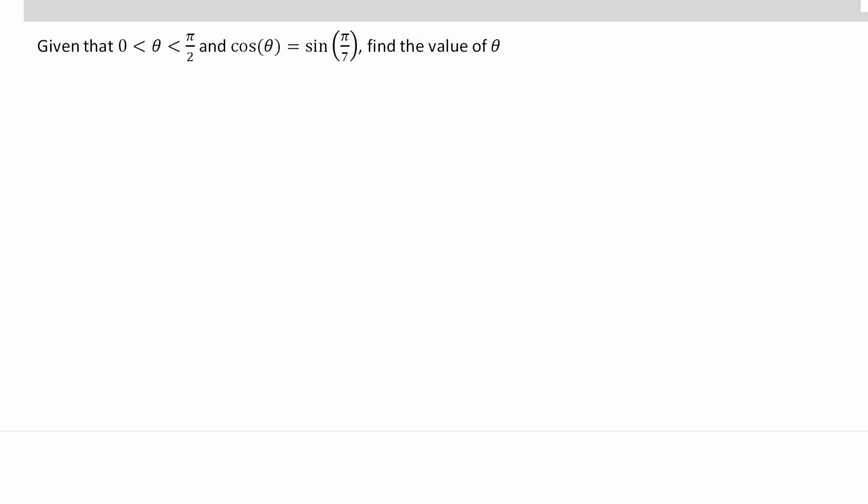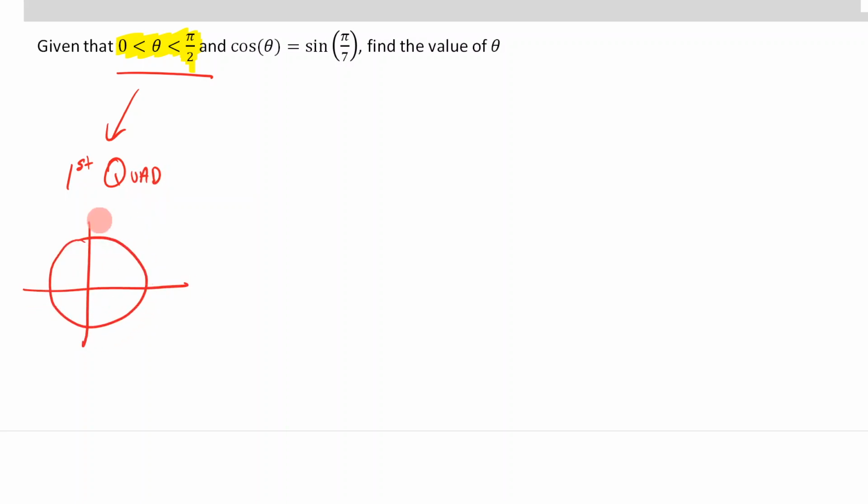Welcome. So we're going to answer this question before us. It says, given that theta is between 0 and pi on 2, so what does that mean? That means that we're thinking of our first quadrant. So think of your unit circle. You should be picturing this in your head, your unit circle. Here's pi on 2, here's 0, we're somewhere there. So we're in our first quadrant.